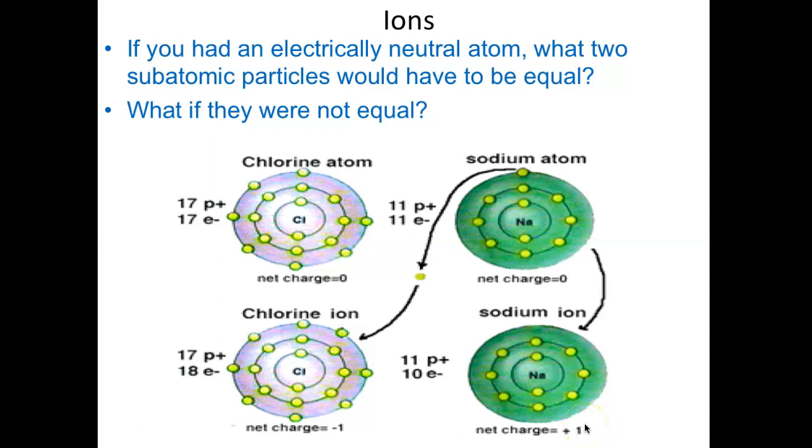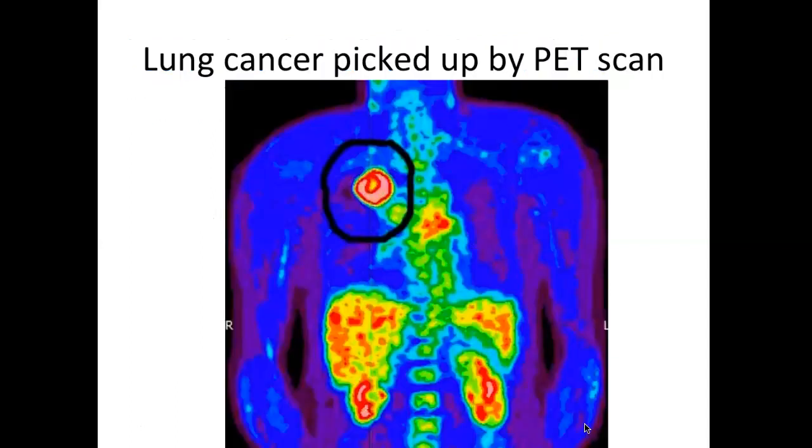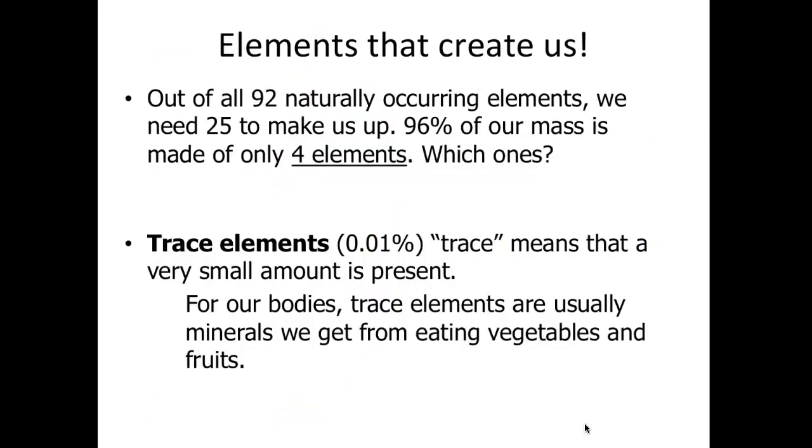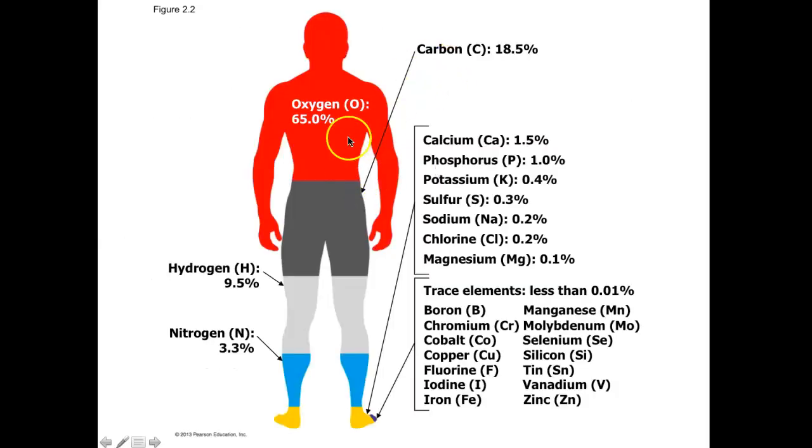All right, so before we move on to the shell model and bonding, I just want to go back here and take a look at what we're made of. So, the elements that create us, right? Out of all 92 naturally occurring elements, we need about 25 to make our bodies up. 96% of our mass is made of only 4 elements. Which ones? Let's take a look at our picture. For human beings and most organically based organisms, it's oxygen, carbon, hydrogen, and nitrogen.